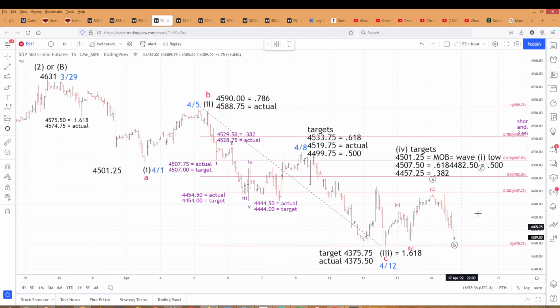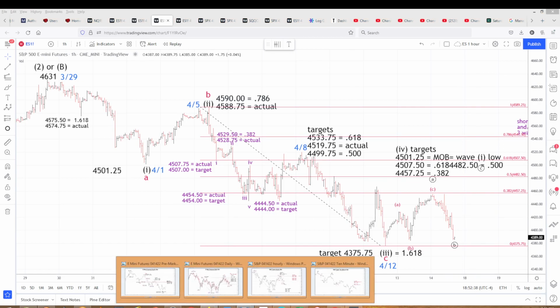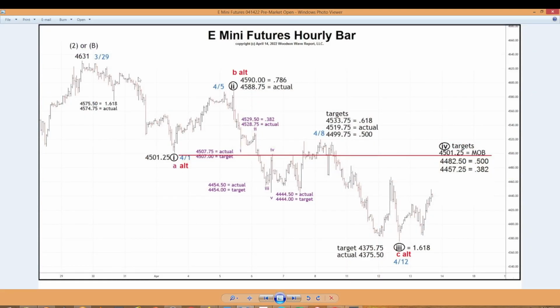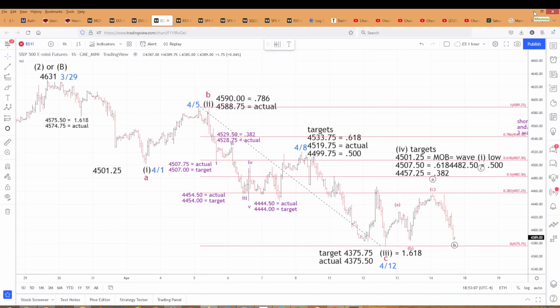That's on the E-minis on the 1 hour. Might be a little more clear. Let's get the 1 hour. Here we go. Okay, so there's 1 down, 2 up, and there is 3. There's the targets for 3, as you can see there. And there is the make or break. If this is a 4, the high of 4 cannot go below the low of 1. So that's 45.01 and a quarter. You can see how everything broke down there. Then we have that ABC in red. So that's the futures on an hourly.